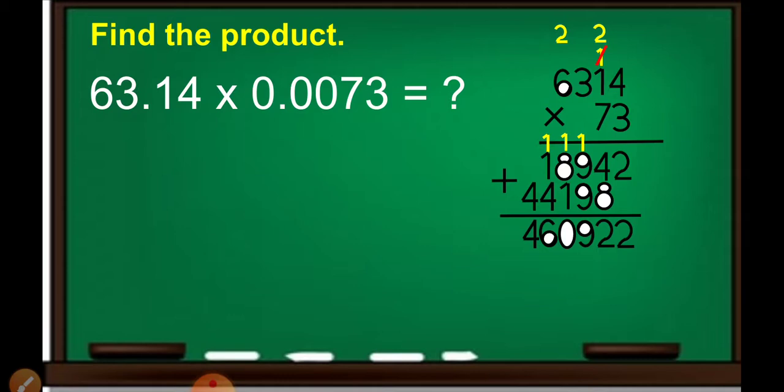So, 1, 2, 3, 4, 5, 6. So, there are 6 decimal places in the factors. So, we will place the decimal point at the last part before the digit 4. Then don't forget to annex 0. And the final answer will be 0.460,922. If you will read this in proper way, 460,922 millionths. And that is the product.